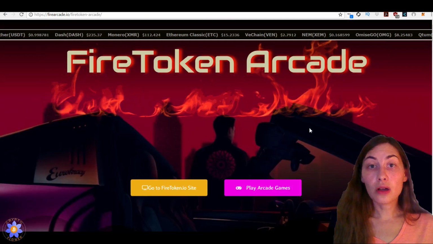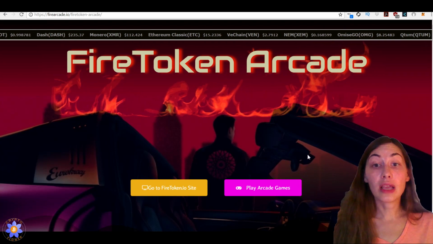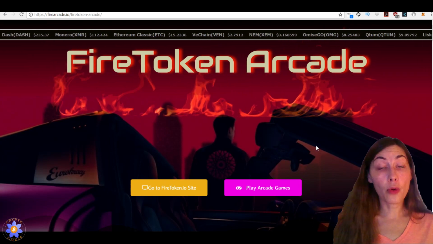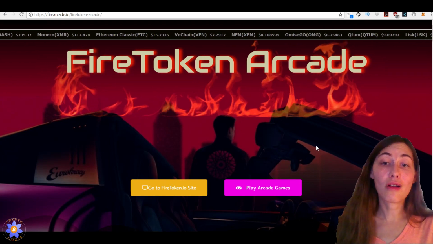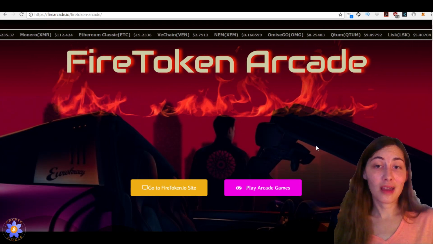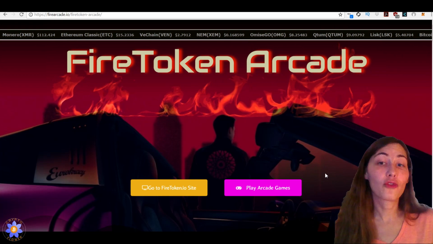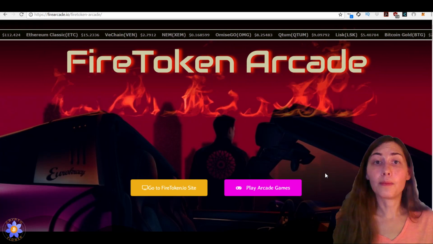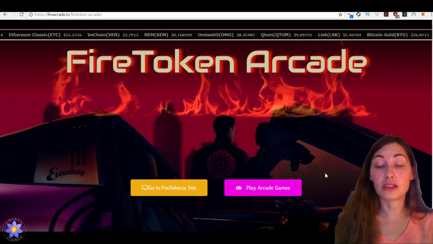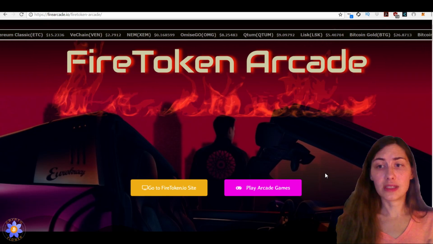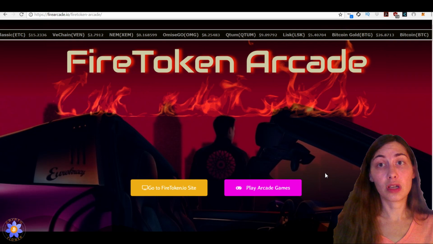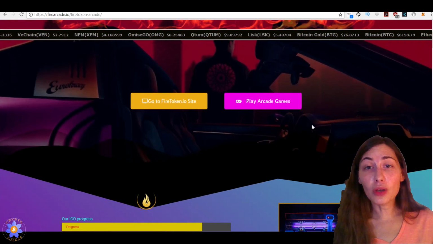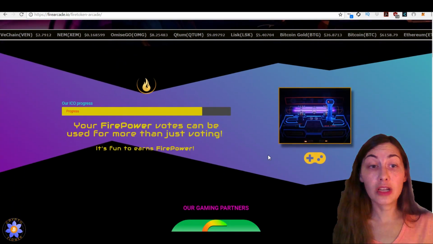Also, the Firetoken Arcade is already open. So you can take your firepower points, come over and play arcade games. During the ICO, you can play arcade games for free. It's a lot of games that you recognize. There are different slot games, and really a whole bunch of games like you might play on your phone, like Cut the Rope, that type of thing. Those are available to play for free during the ICO.